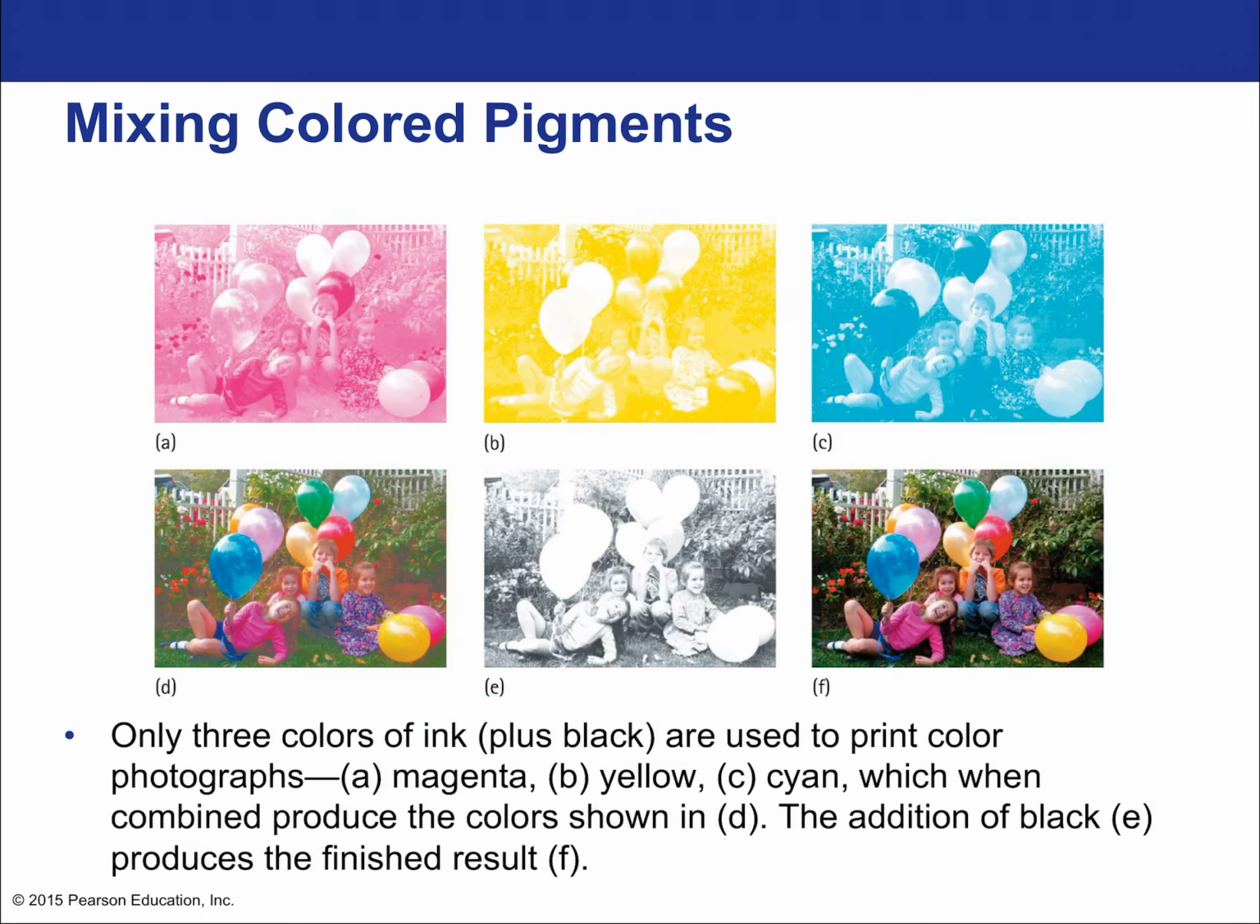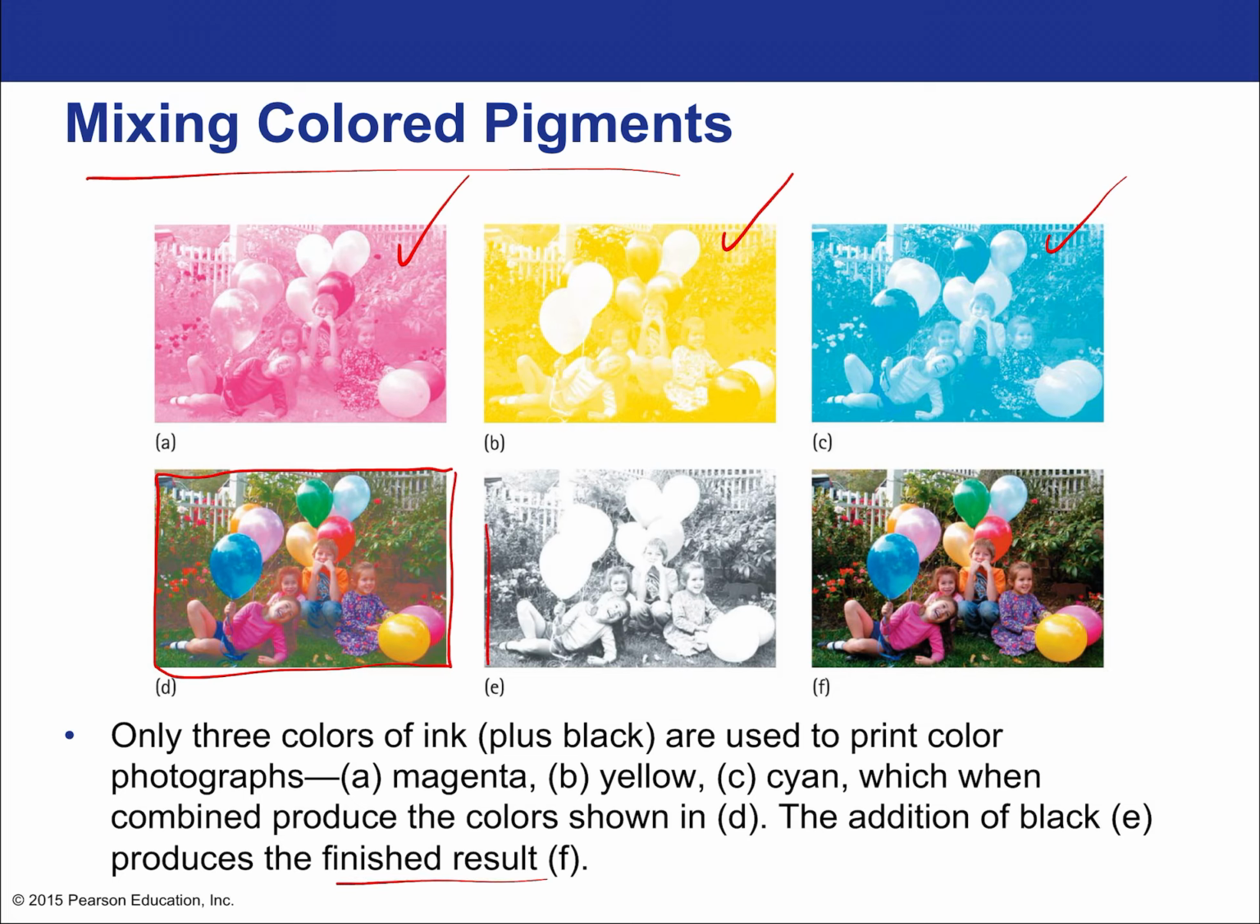All right, as far as mixing color pigments and this idea of using the subtractive colors for printing, it works really well. Only three colors of ink are used to print color photographs: magenta, yellow, and cyan. So magenta, yellow, and cyan, and that creates a full color image. And then we add black in order to create the finished result.